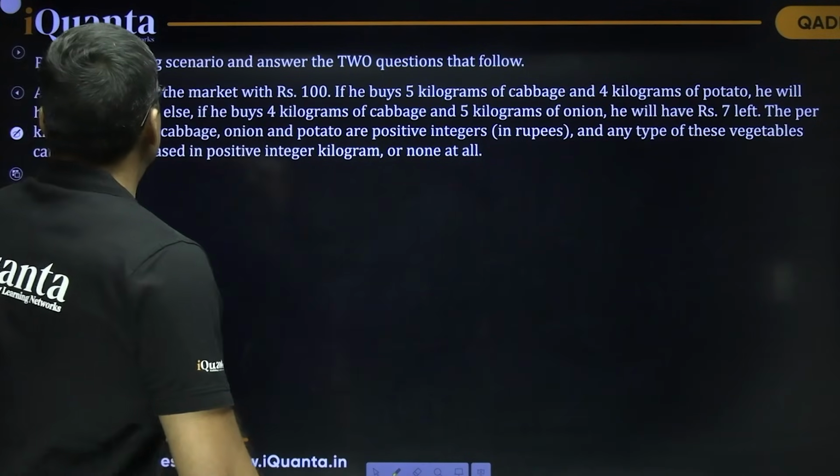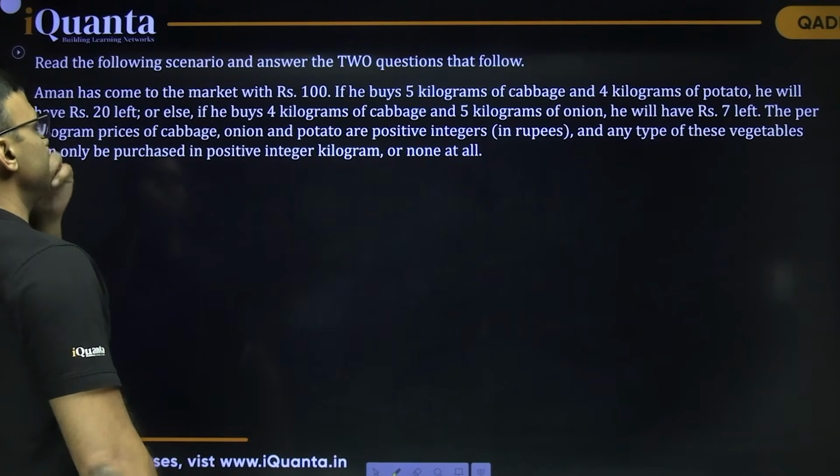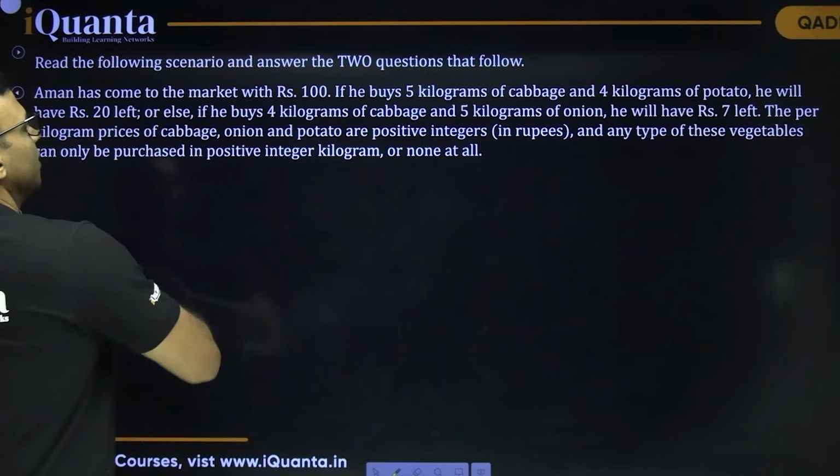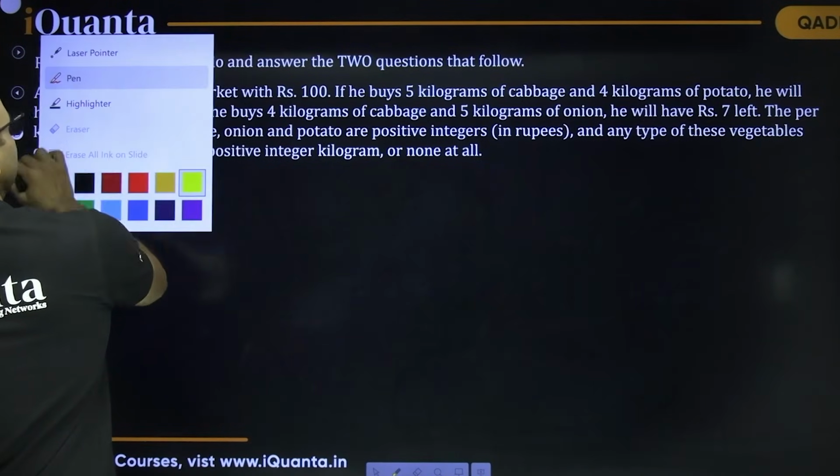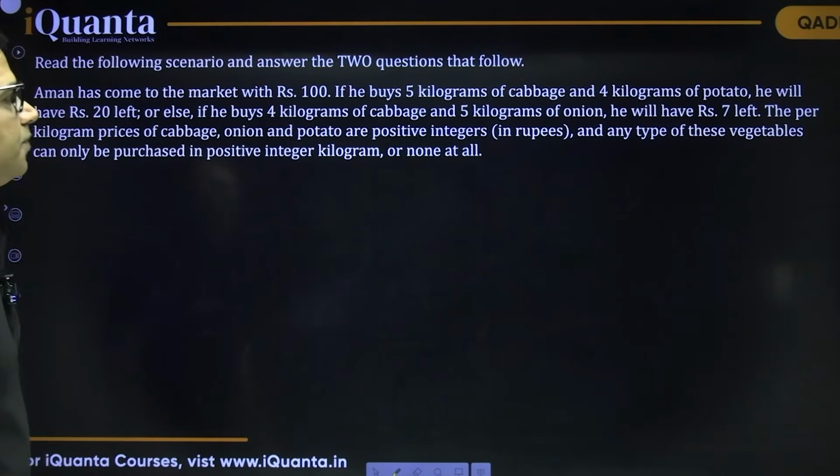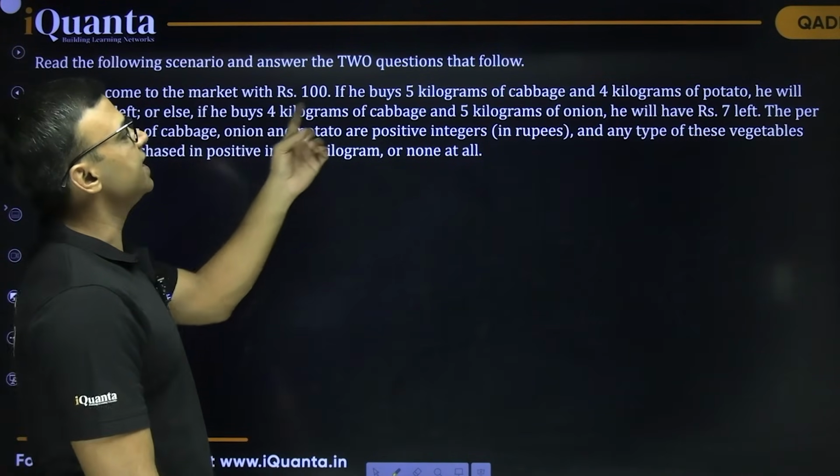Now this one is a pretty interesting question. It says Aman has come to the market with rupees 100. He buys 5 kilograms of cabbage and 4 kilograms of potato. He will have rupees 20 left. What does that mean? Out of 120, left means he has spent 80 rupees.